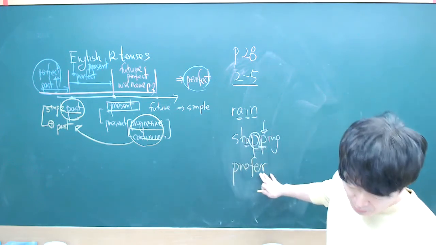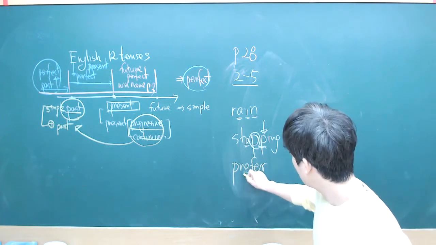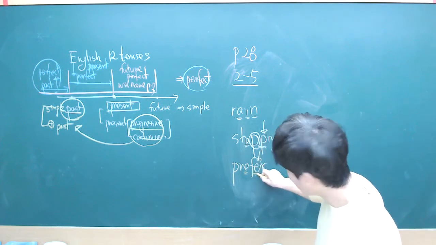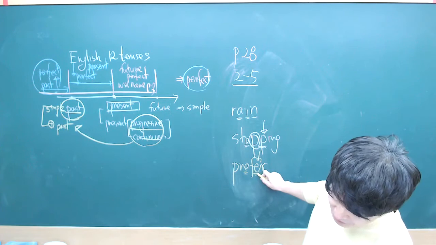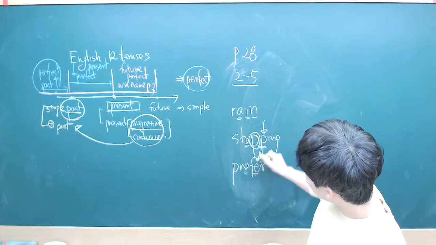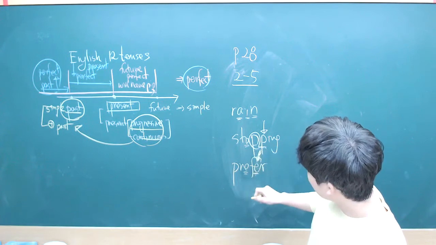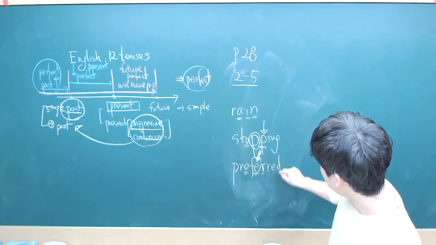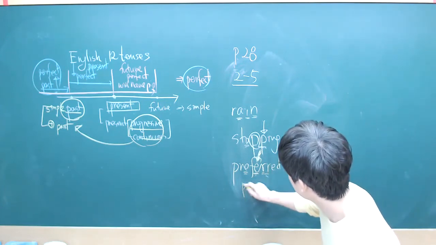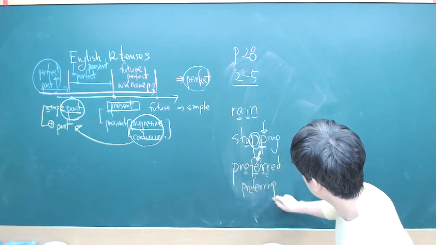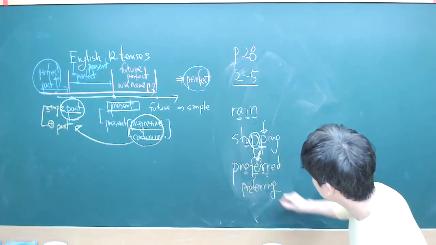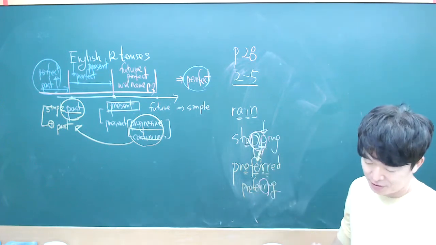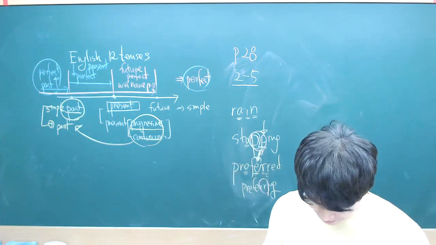In this case, prefer. If the second syllable of a two-syllable verb is stressed, prefer, intonation is in the second syllable, and it ends with a consonant, double the consonant: preferred, preferring. So double the consonant cases: preferring, stopping. You have to memorize this category.